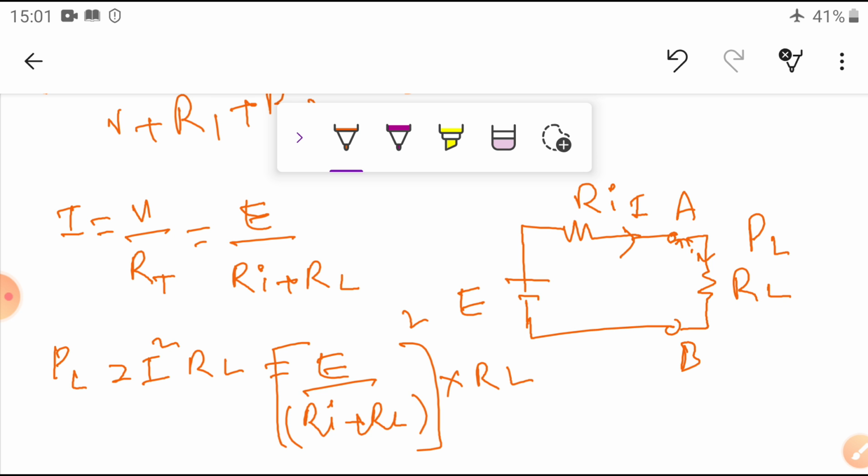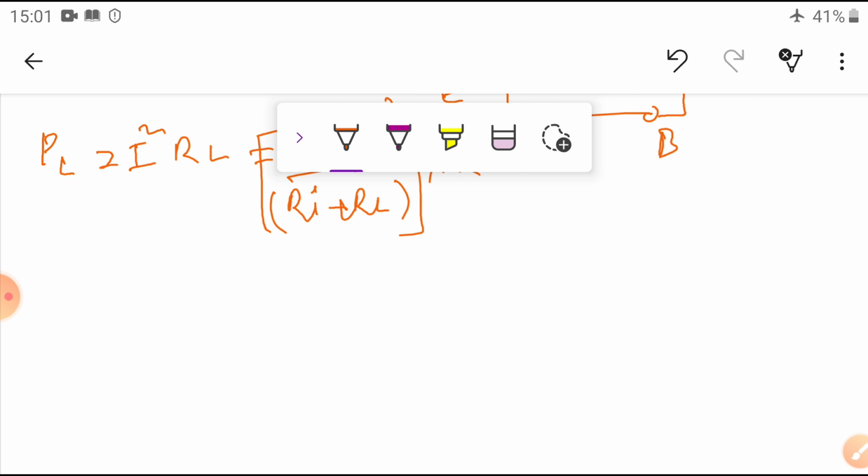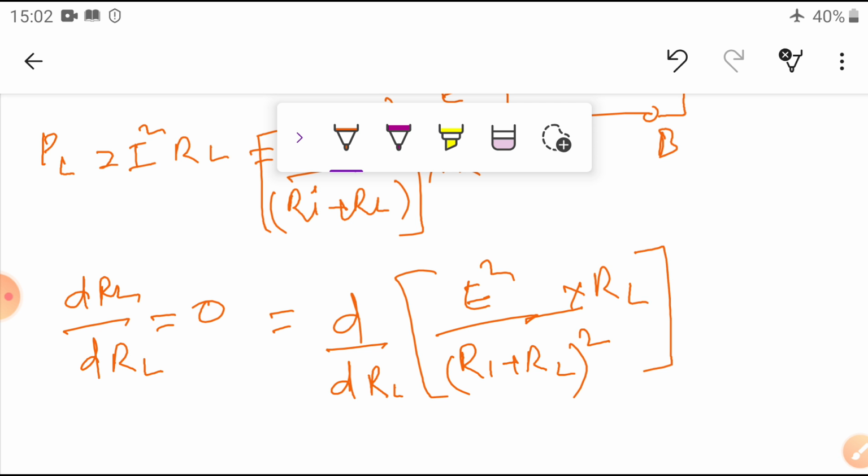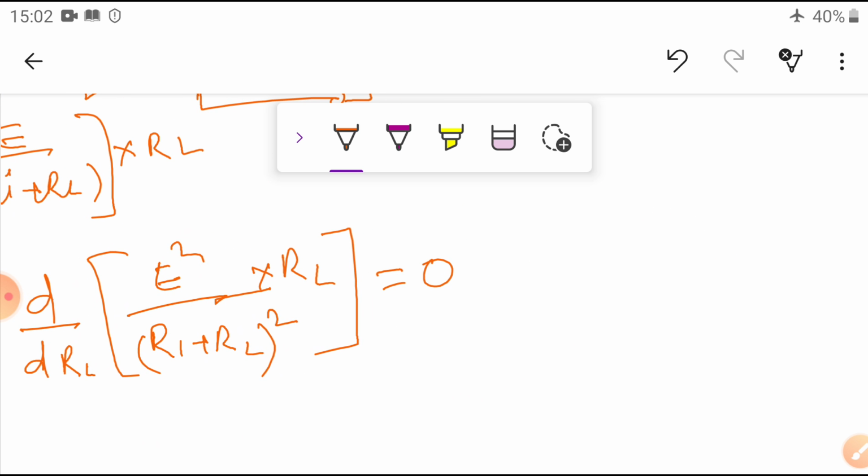Now, this is PL. For the maximum value, I want to differentiate it, so dPL by dRL is equal to 0. Now, what is this equation? Similarly, we are going to write d by dRL of E square by Ri plus RL whole square, into RL. This equation is equal to 0. Differentiate this equation with respect to the load resistance. So, what has happened here? Now it becomes a simple equation, you know that.